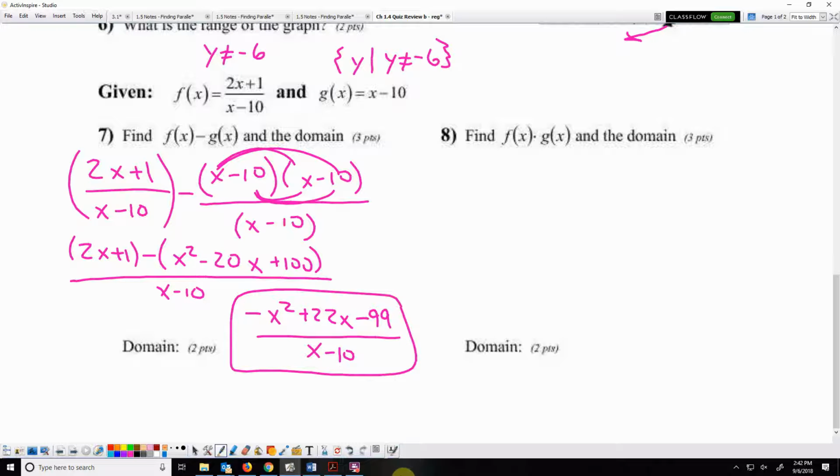When I add, subtract, multiply, or divide functions, my domain has to satisfy f of x, g of x, and my composition. Here, x cannot be 10, because 10 minus 10 is a 0 denominator. Here, there is no denominator or radical, so x can be anything. So for this one, x can't be 10. For this one, x can be all real numbers. And then here, once again, x cannot be 10. So to satisfy all three of these, the only restriction is x cannot equal 10.